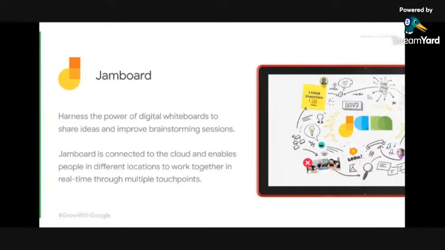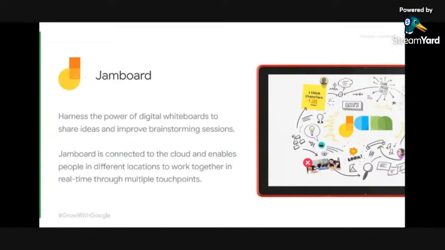With Jamboard, you can harness the power of digital whiteboards to share ideas and improve brainstorming sessions. Jamboard is connected to the cloud and enables people in different locations to work together in real time through multiple touchpoints. With Jamboard, you can write and draw with the included stylus, search Google, and insert images or web pages, drag and resize text and images with your fingers.